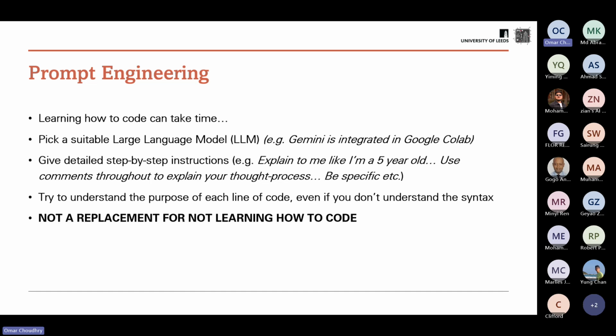And the steps, the main things that you want to focus on is that, well, first you want to pick a suitable large language model. So when you're writing code, there's already models which are integrated in these different websites that you can use. And Google Colab is one that we'll look at later.